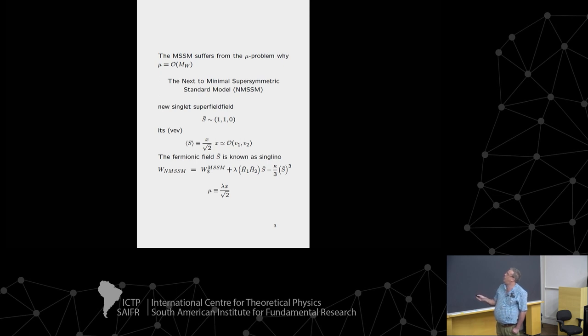The usual way to solve this problem is to construct the next to minimal supersymmetric standard model, where we have the same spectrum as in the MSSM, but now we introduce a new singlet field. Now these are singlets of SU(2) and the hypercharge is zero. And now when you expand this in the chiral superfield, the scalar one gets a vacuum expectation value of the same order as H1, H2. Then you can explain why this term here is of this size, because of this we get lambda times s.